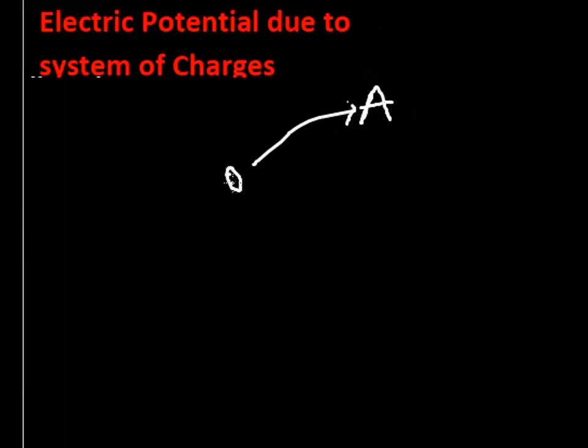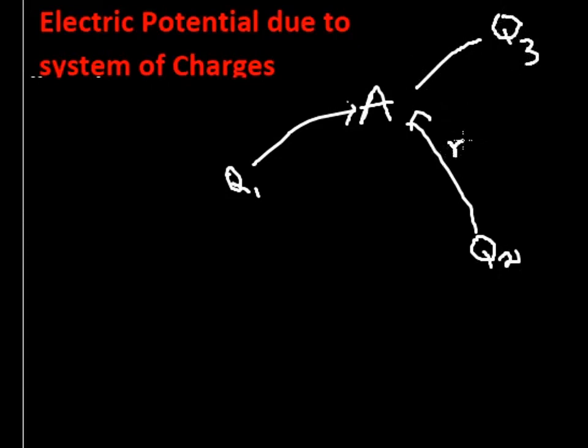Let's say Q1, to point A. I have another charge, Q2. Let's say I still have another charge, Q3. Let me stop here. And of course, the distance for Q1 is R1, for Q2 it is R2, and for Q3 it is R3 from the point A. To get the electric potential at point A, it is going to be the potential due to all this system of charges Q1, Q2, Q3. So I'm going to sum them.